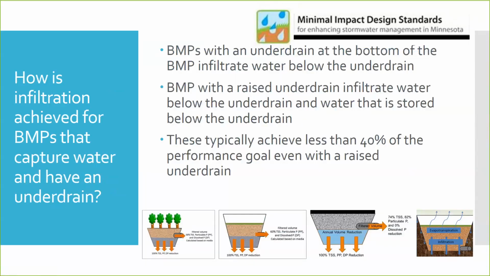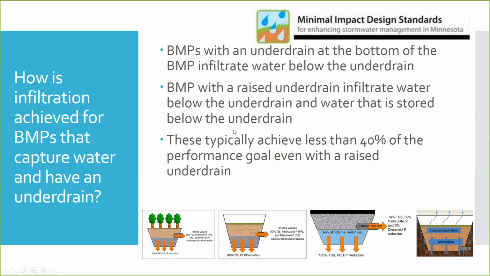So how is infiltration achieved for BMPs that capture water and have an underdrain? As I said, the water is filtered in these. You're treating them for phosphorus, sediment, metals, organic materials. Most of that water is going to be captured by the underdrain and returned to the system after it's been treated. But any water that's below the underdrain will infiltrate into the underlying soil.